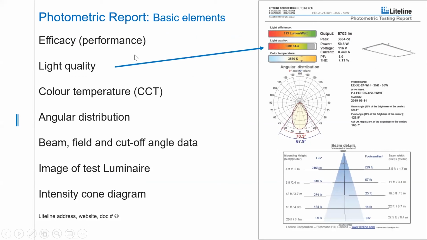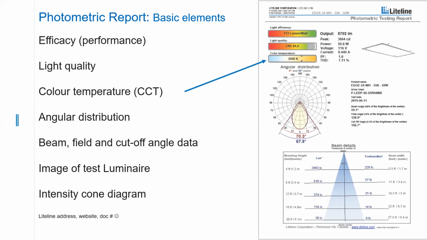Next, we show the light quality. So that's expressed in CRI. 84.4, a very, very good comparison to a center basket LED trough for very similar distribution, but the light quality at nearly 85 CRI is quite exceptional, certainly more than most products that are installed in offices today.